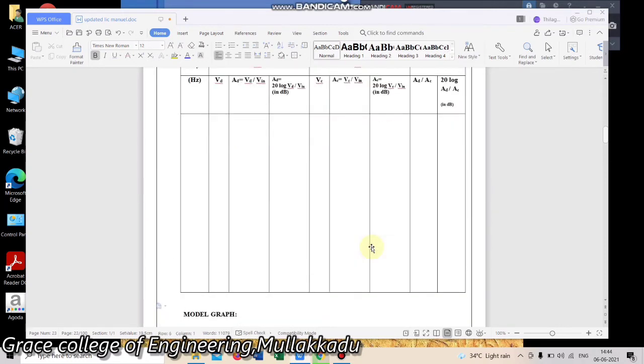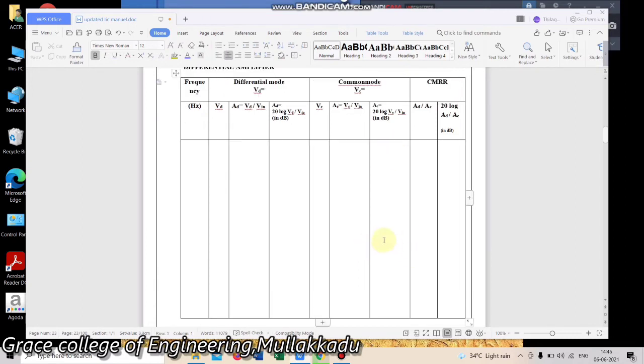For the differential amplifier, there are two modes. One is common mode and another one is differential mode. For the differential mode, we have to set in the circuit diagram two voltages as different voltages. For the common mode, we have to take the two voltages as the same voltage. We can calculate VD equal to V1 minus V2. Here we can calculate VC equal to V1 plus V2 divided by 2.